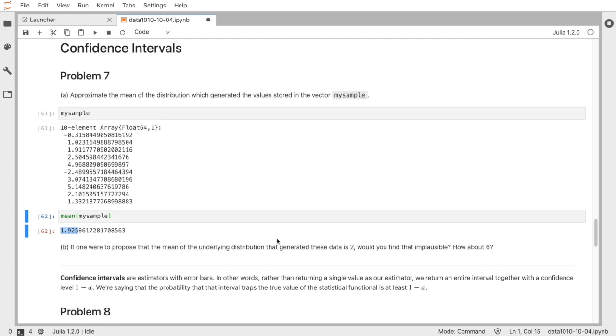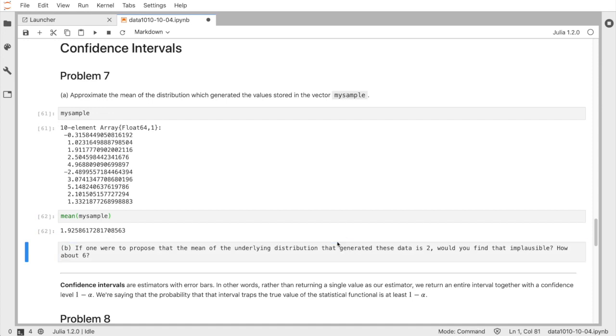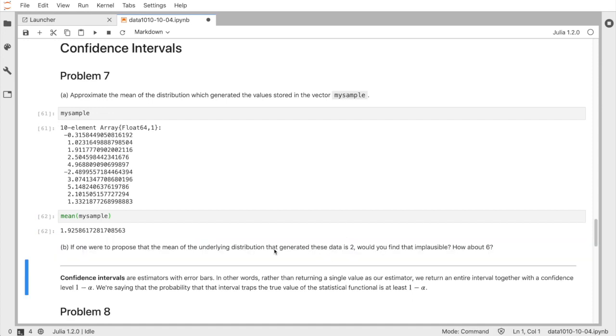So suppose someone said that the underlying distribution that generated these data has a mean of 2. Does that seem plausible? I mean, maybe, because it's pretty close to 1.92, but how close really does it need to be for this to make sense? Or what about 6? 6 seems pretty far from 2. If we look at these observations, they're all to the left of 6. So maybe we would say that's less plausible. But clearly we need a more principled path forward.